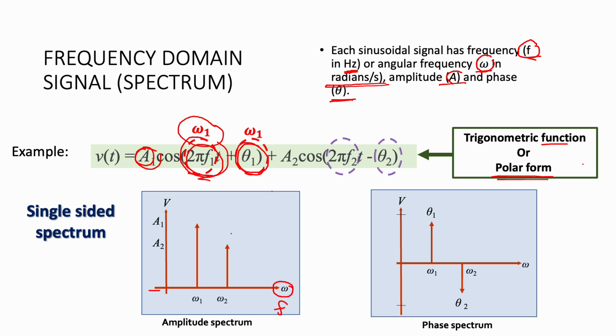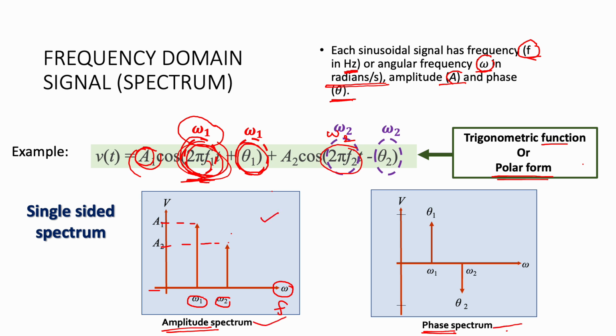This is omega 1. For omega 1, what is the amplitude? The amplitude is A1. So we have two graphs: one is the amplitude graph, another is the phase graph. In the amplitude graph, we only plot the value of the amplitude at a specific angular frequency. For example, at omega 1 the amplitude is A1, and at omega 2 the amplitude is given as A2. So this is the amplitude spectrum graph.